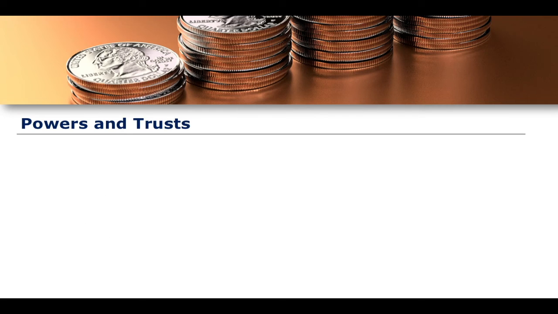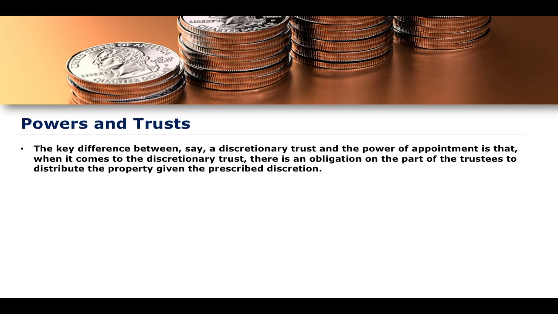What then are the key differences between trusts and powers? Well, when we talk about a discretionary trust and the distinction to the power of appointment, when it comes to the discretionary trust, the idea of distributing property to the beneficiary is an obligation. It is a requirement for a trustee to distribute the property given the prescribed discretion. So essentially, what a discretionary trust does is give the trustee a certain amount of authority in terms of their ability to distribute assets, and they may be able to distribute assets at their own discretion.